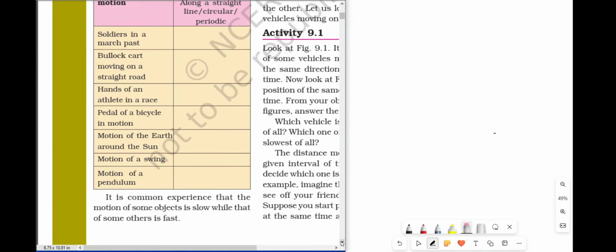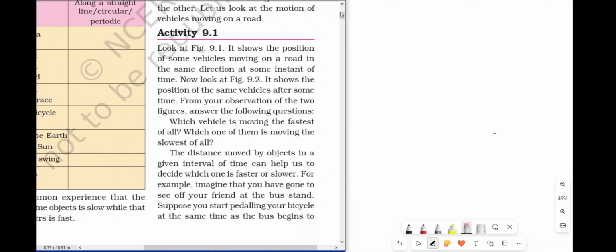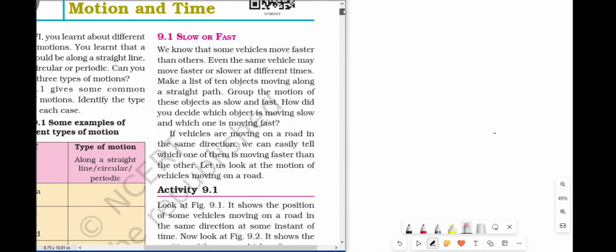So let's move on. It is a common experience that the motion of some objects is slow while that of some others is fast. तो कुछ objects धीरे चलते हैं और कुछ objects तेज चलते हैं. We know that some vehicles move faster than others. Even the same vehicle may move faster or slower at different times. Make a list of 10 objects moving along a straight path. Group the motion of these objects as slow and fast. How did you decide which object is moving slow and which is moving fast?